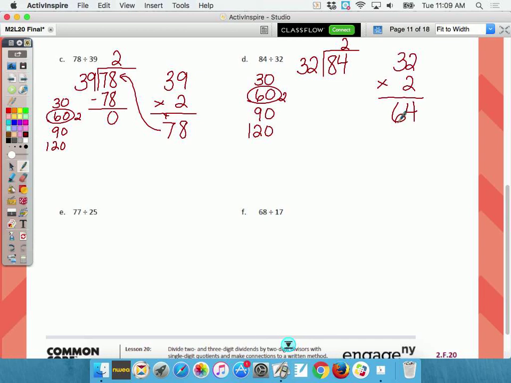What'd you get? 64. So now I'm going to subtract. What did I get for my remainder? 20. Is it less than my divisor? Yes. So I'm halfway done checking the problem already. What's the last thing I need to do here to finish checking this? You need to add 20. Add 20 to 64.